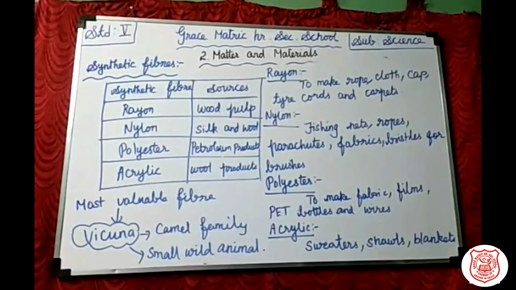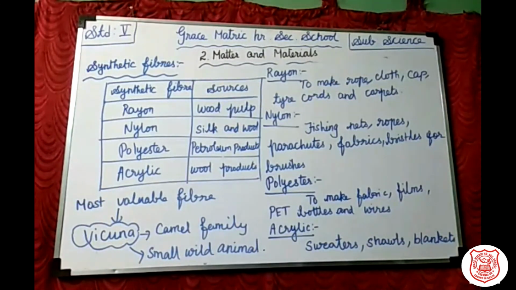Next, we will see synthetic fibers. Synthetic fibers are otherwise called man-made fibers or artificial fibers. These fibers are made by human beings with the help of a huge amount of chemicals. By chemical processes we get these synthetic fibers, so they are called synthetic fibers. These fibers are obtained from coal, petroleum and natural gas.